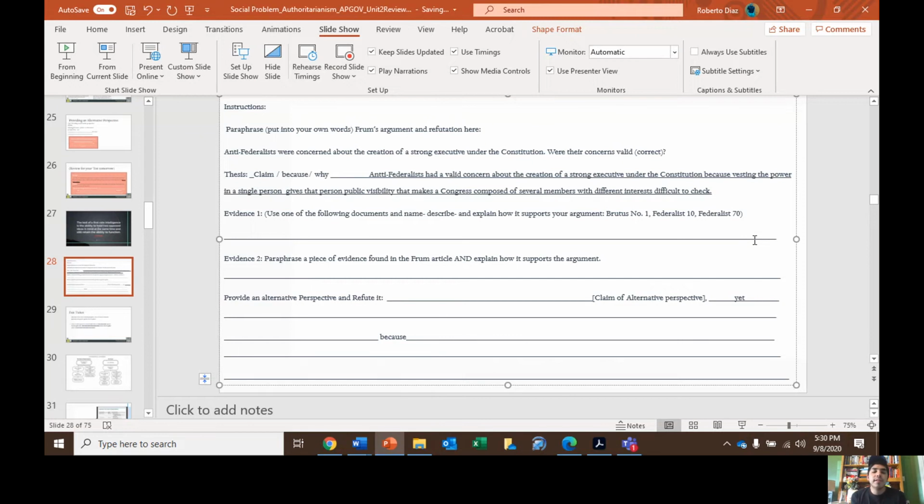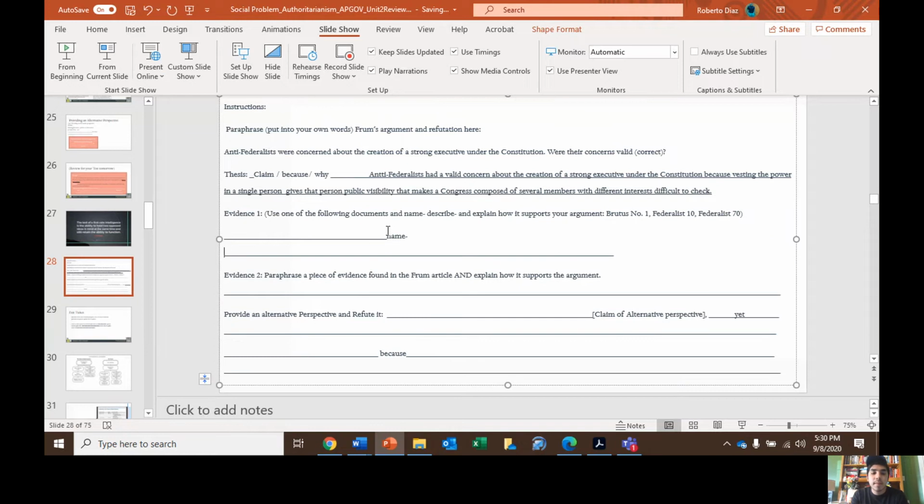All right, so the evidence that you could use, Frum himself uses Federalist 70. And so you can go ahead and use Federalist 70. You can use Brutus number 1 and Federalist 10. But remember, you're using the name, describe, and explain argument. So Frum uses Federalist 70, and Federalist 70 is supposed to say, look, we have these things like checks and balances and separation of powers, and the executive is good because a strong executive gets things done. Like a single power executive is good. That's in Federalist 70 as well. We don't want a small council of executives because then we can lead to all kinds of deliberation, etc.